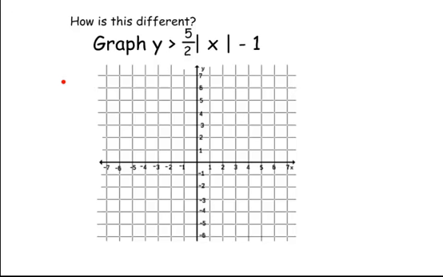Okay, this is the last one that isn't a you try it. And the question is, how is this different? Can you tell? Well, one thing that is different is it doesn't have an equal to sign under here. So you can go ahead and try this. I'll pause the video and then I'll show you what's different. Okay, can you see what's different?